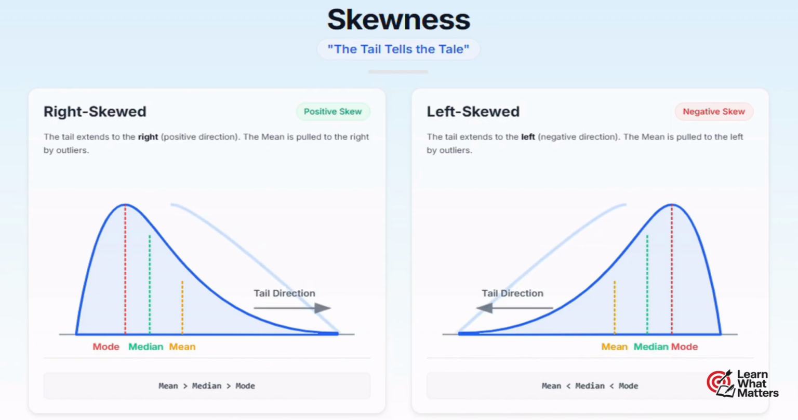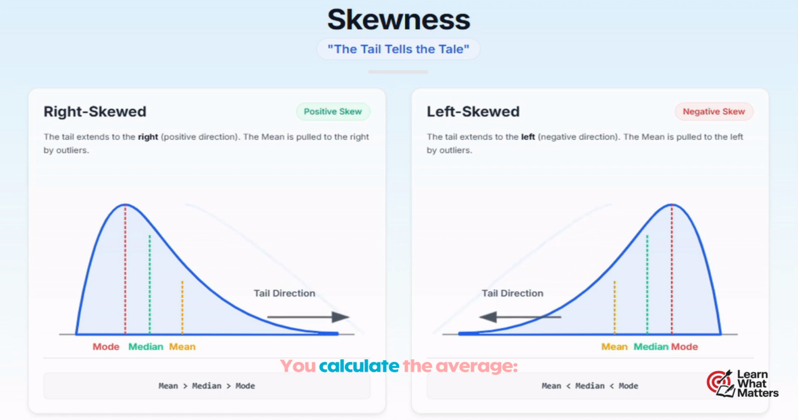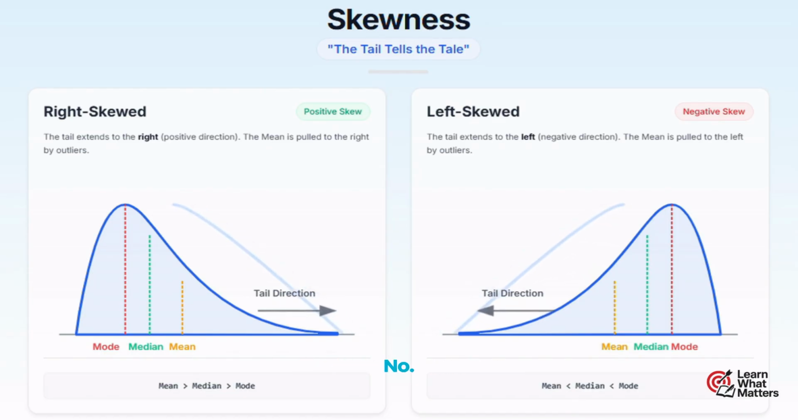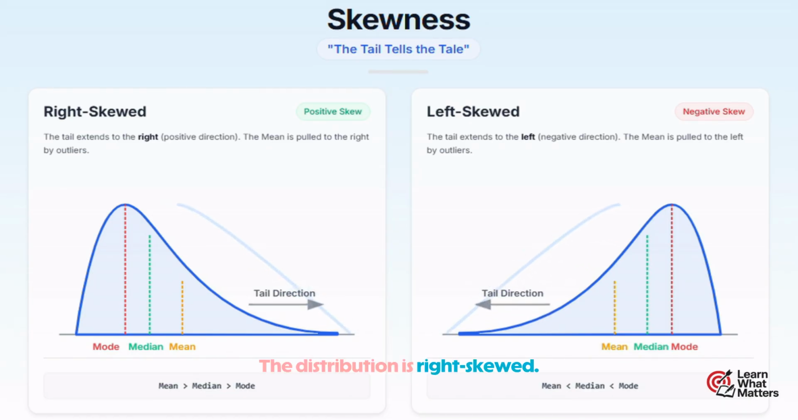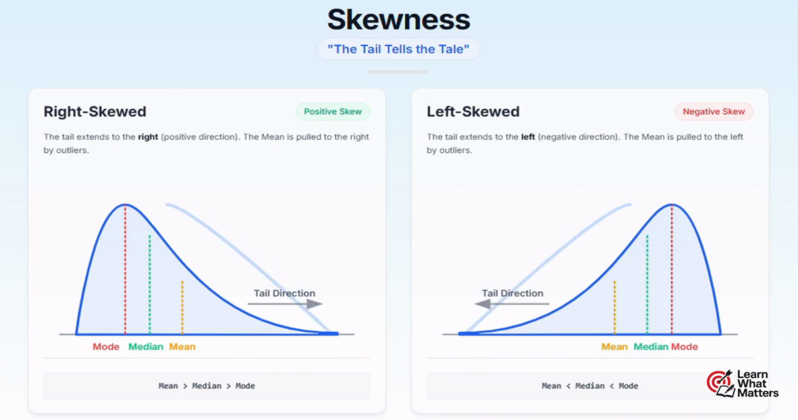Real example, mobile game, player spending. Most players, $0 to $5. A few, $10 to $20. One whale, $5,000. You calculate the average, $45 per player. Does $45 represent your typical player? No. The distribution is right skewed. Mode is 0. Median might be $1, but mean is 55 because of that whale.